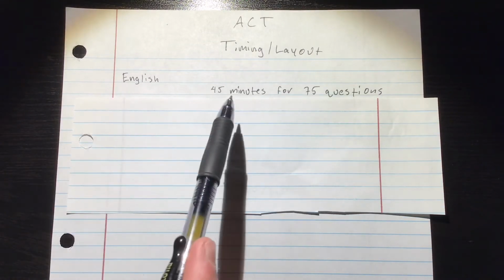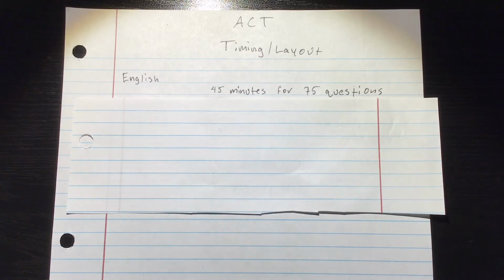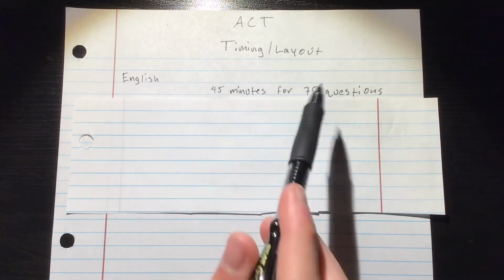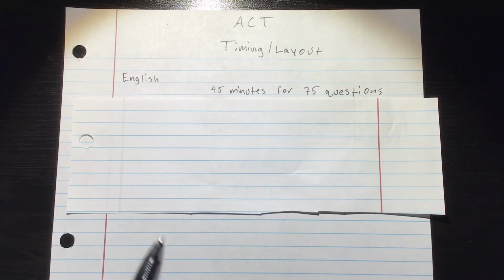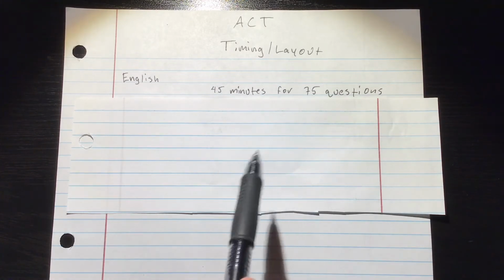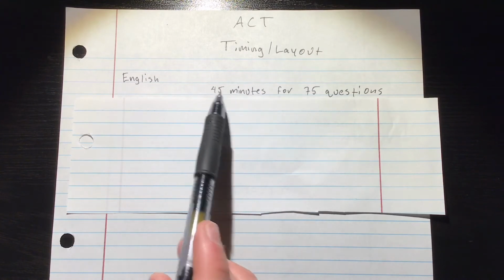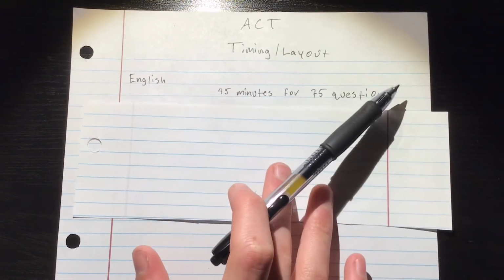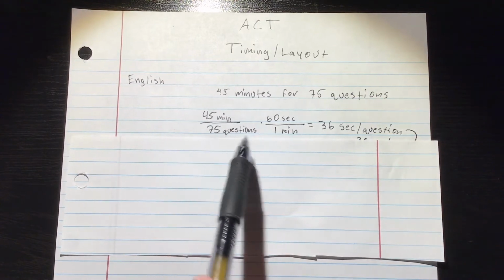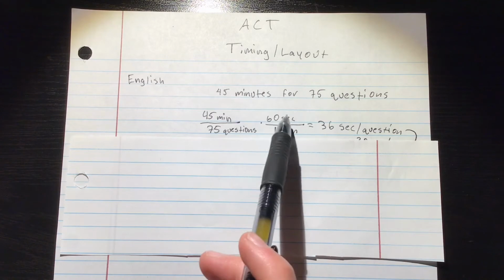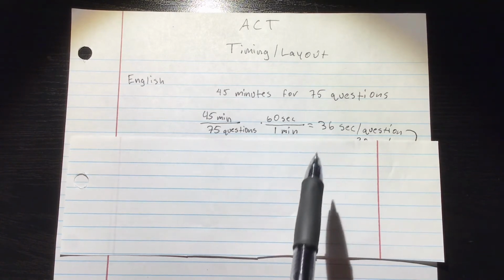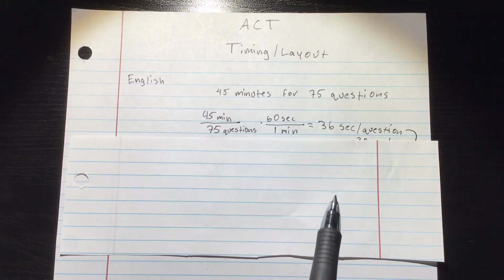Firstly, for the English test, you'll see something like this on the top of your test, something along these lines, but it's basically 75 questions in 45 minutes, which sounds like a lot, but some of them are very easy to answer. Some of them take a little bit longer, but the general strategy: if we were to divide 45 minutes by 75 questions, times 60 seconds, this is just calculating seconds per question, and that comes out to 36 seconds per question on average.